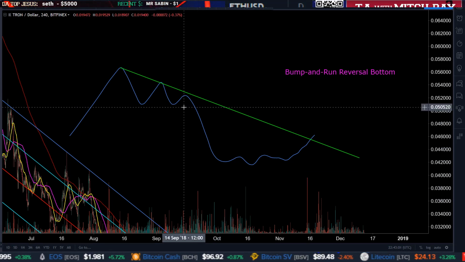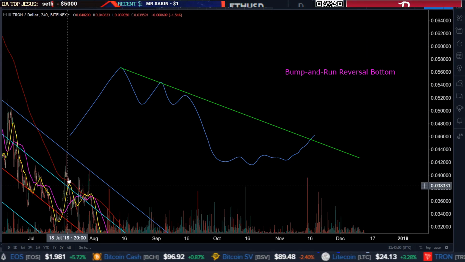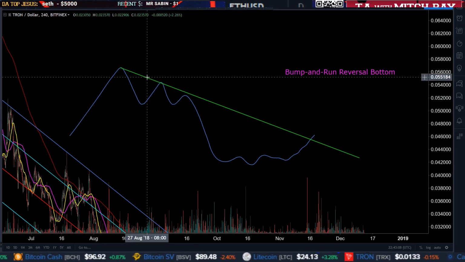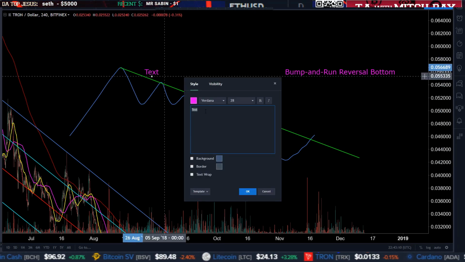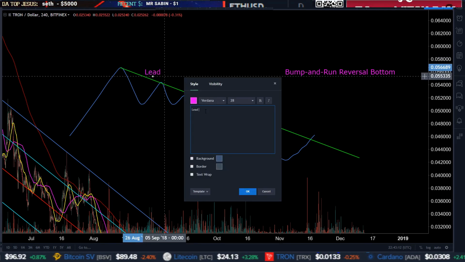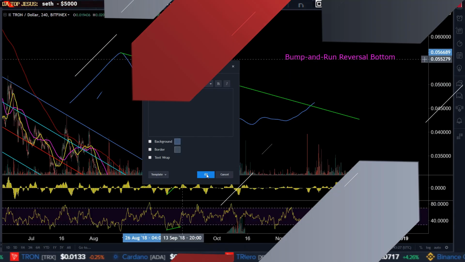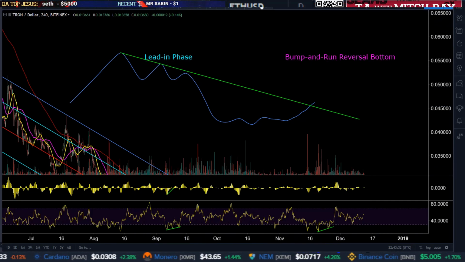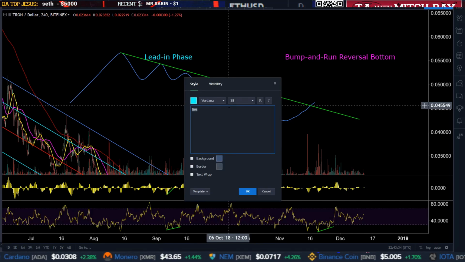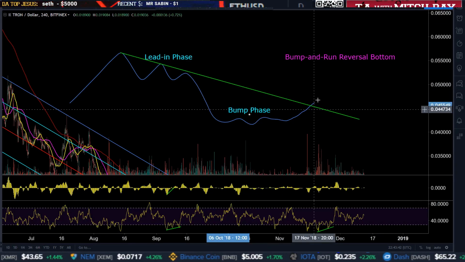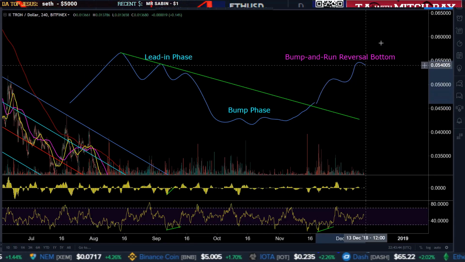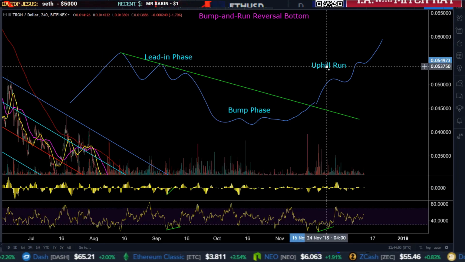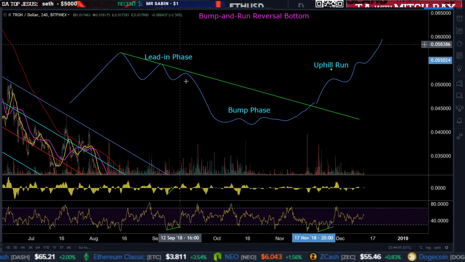So there are 3 different sections of this, okay? Bump and run reversal bottom. First thing you have what we call the lead in phase, all right? Okay, your lead in phase. Then down here is your bump phase. You have your uphill run. That's it. So 3 parts of this reversal. Okay, lead in phase.